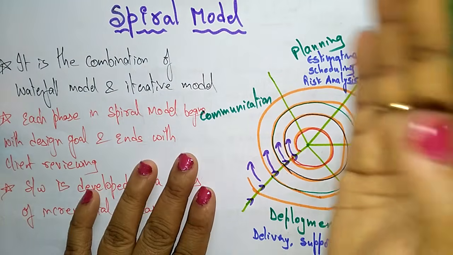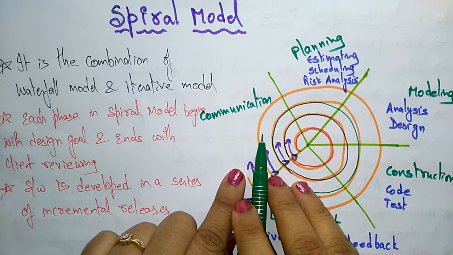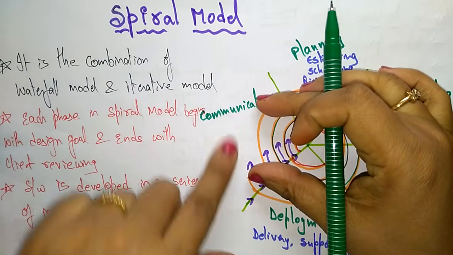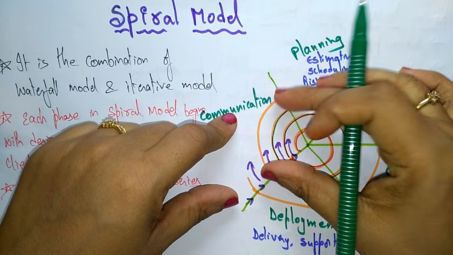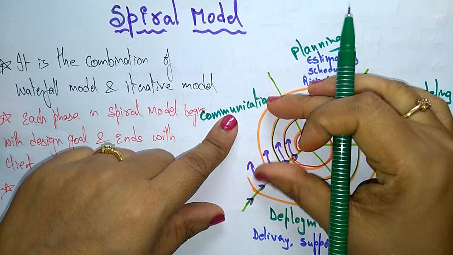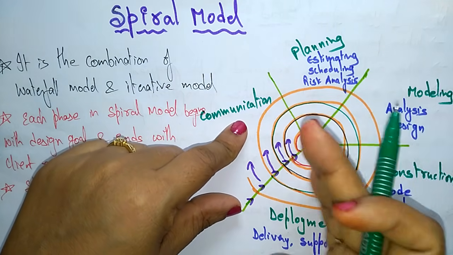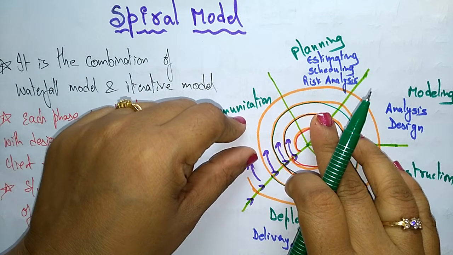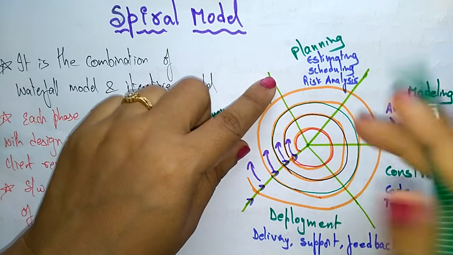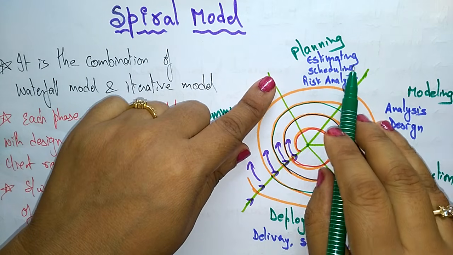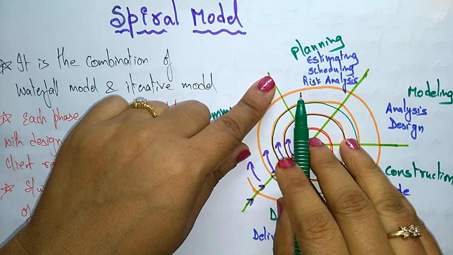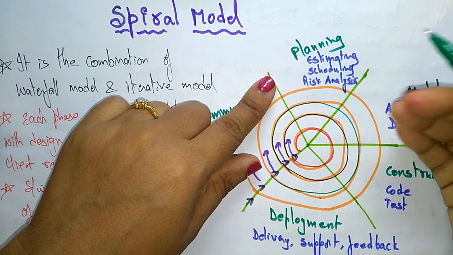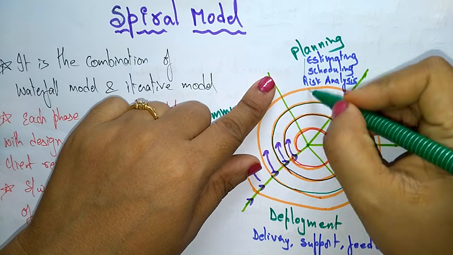The first stage is communication. Communication between the customer and developer starts here. First we discuss the project with the customer and ask what requirements they want. That is communication. Next is planning, where the developer has to plan after taking the requirements and specifications from the customer. Planning includes estimating the project, scheduling the project, and risk analysis of the risks undertaken while developing the project.